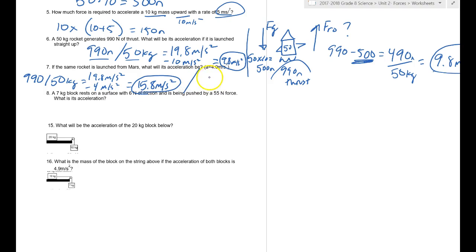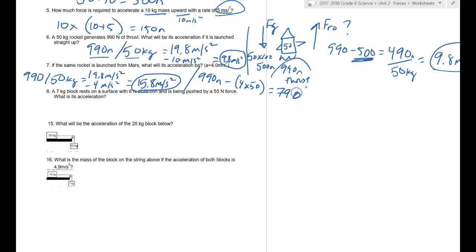Alternatively, you can take the 990 newtons of thrust and subtract the force due to gravity on Mars, which is going to be 4 times 50, or 200, which will get you 790 newtons of force acting on the 50 kilogram object, which gives you an answer of 15.8 meters per second squared.